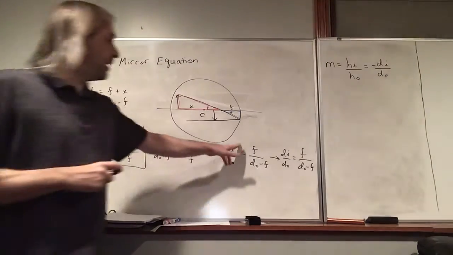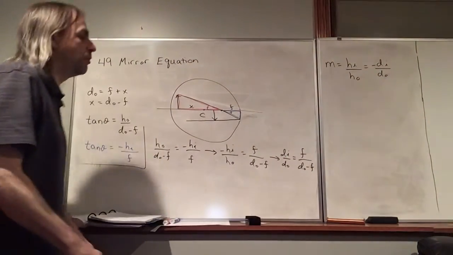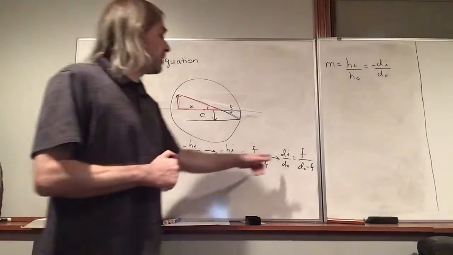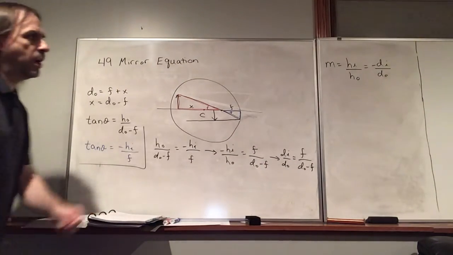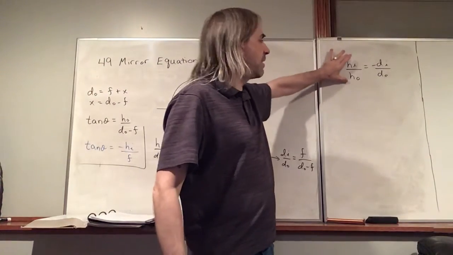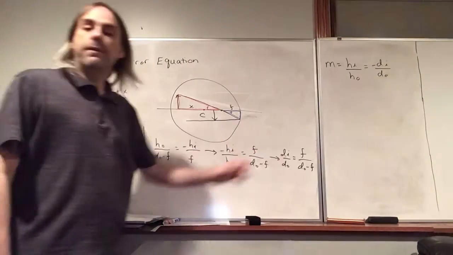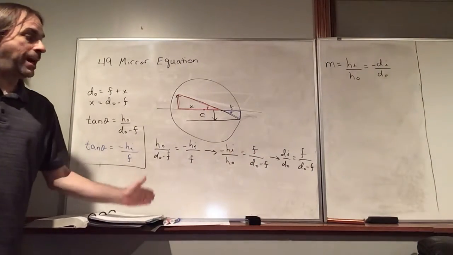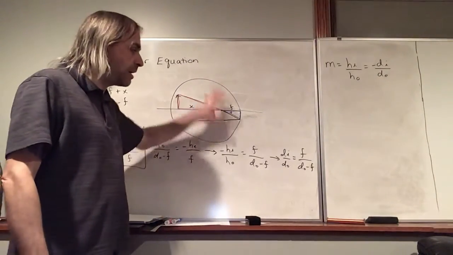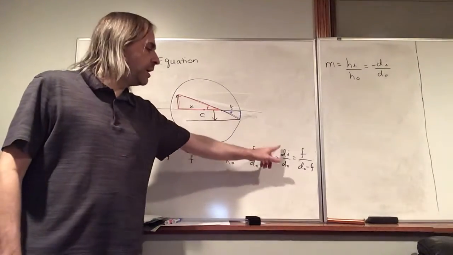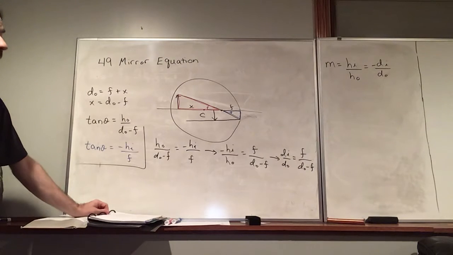Okay, so we replace minus hi over ho. We just put the minus sign over here. That's di over do. And so what we have is a relation between di, do, and f. In this first equation, we have something that relates the heights of the objects and the images. And then we have an equation that just relates the distances between the objects and the image for a given mirror. f is a property of the mirror, so we assume f is known, and then if we know di, we can find do, or if we know do, we can find di.